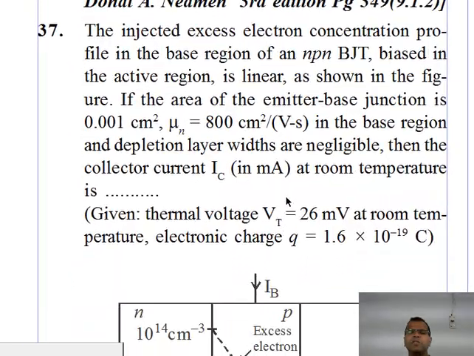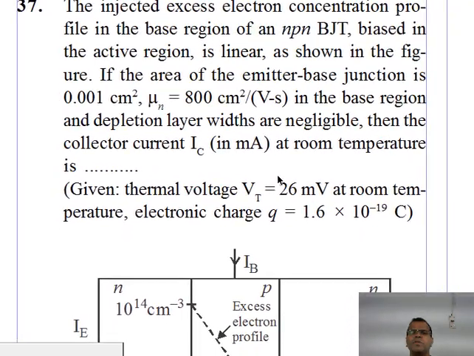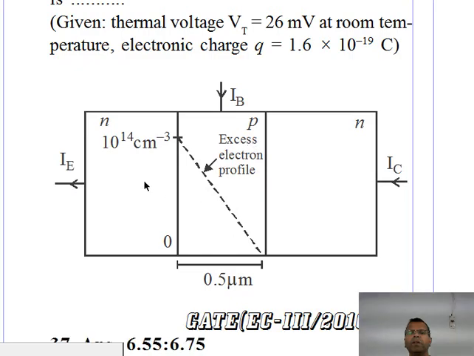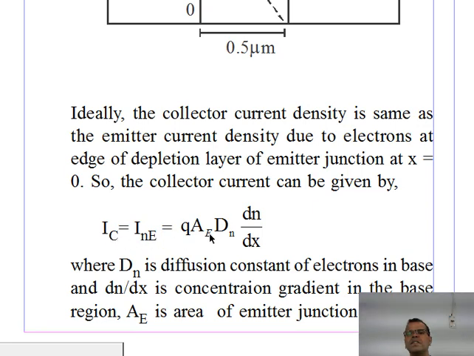Then let us see the next numerical. The injected excess electron concentration profile in the base region of an NPN BJT biased in the active region is linear, as shown in the figure. If the area of the emitter base junction is 0.001 centimeter square, and mu n is given to you in the base region, depletion layer widths are negligible, then you have to find the collector current. So you are given the profile, the concentration, and the base width. And we know, if the concentration at the emitter junction is known and the base width is known, you know the expression of collector current I have just discussed in my previous solution.